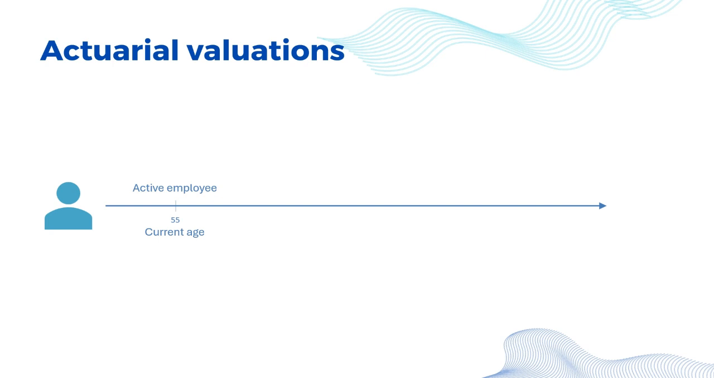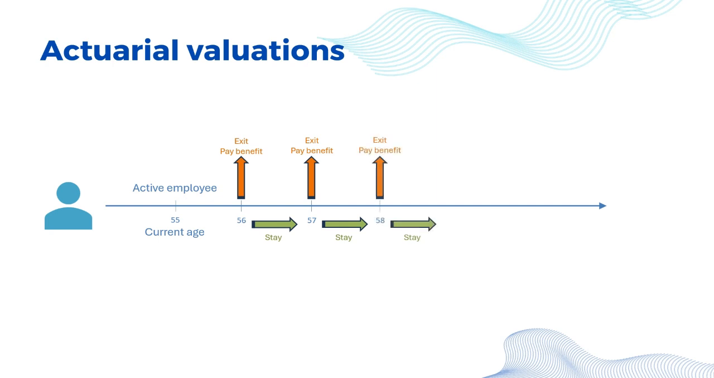The first step is to estimate the probabilities of the employee exiting or staying with the organization until retirement. Now at age 56, we need to consider the probability of the employee exiting the company and receiving the end-of-service benefit, or the probability of deciding to stay and work until age 57. Similarly, the employee has the choice to leave the company or continue working. If the employee exits, a payment will be made by the company. This logic is then extrapolated for all future years until retirement.